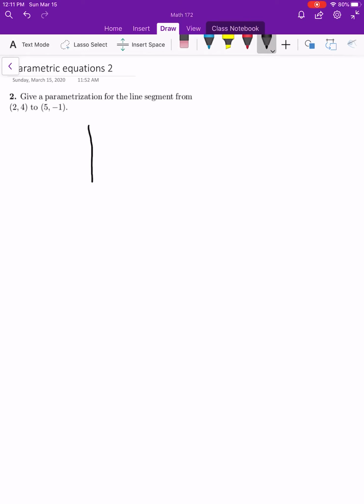To orient myself, I'm just going to go ahead and sketch a graph for this curve. Initial point (2, 4), terminal point (5, -1). I have a line segment, and I'll use an arrow to indicate the direction of the curve.